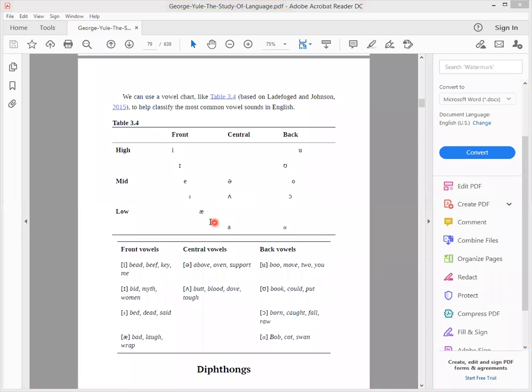Front vowels are those that we produce from the front of the mouth, and back vowels we produce with the back of the tongue, near the throat.